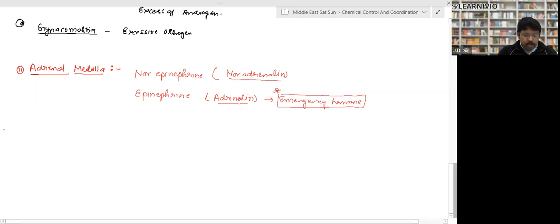Next, norepinephrine regulates blood pressure under the normal condition. That's it.